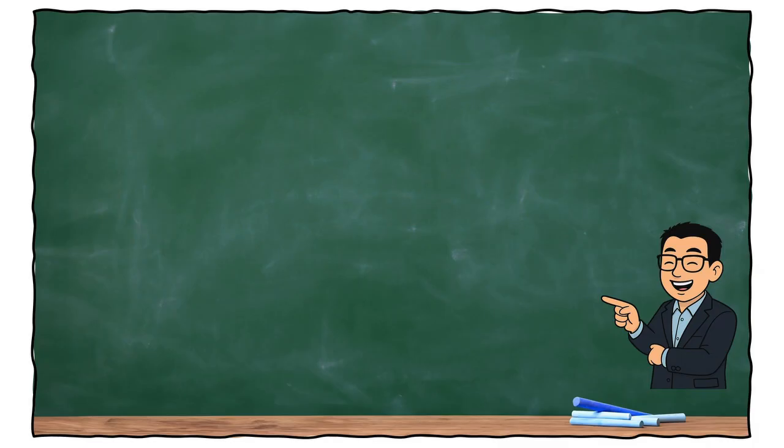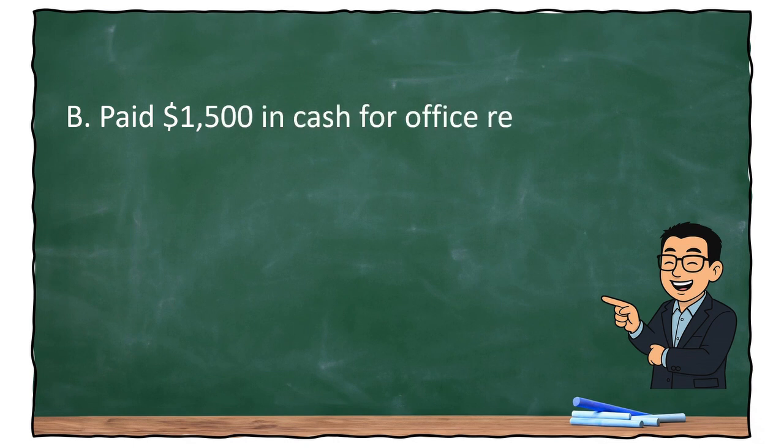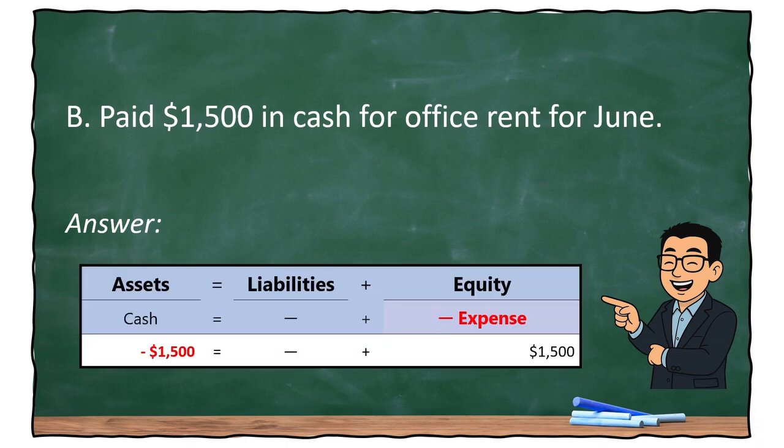Let's look at transaction B. The company paid $1,500 in cash for office rent for June. In the accounting equation, this payment reduces cash, which is an asset. At the same time, it increases expenses, which reduces equity. So, assets decrease, and equity decreases too. The accounting equation stays in balance.